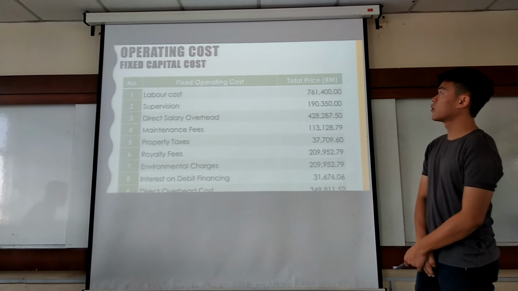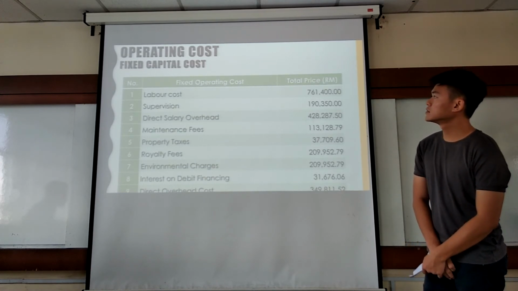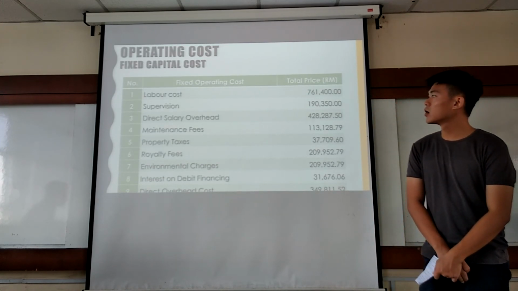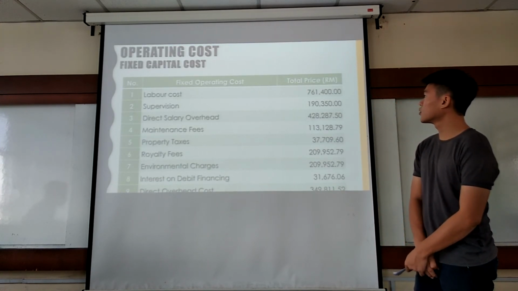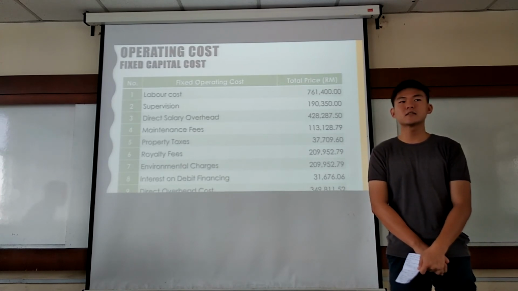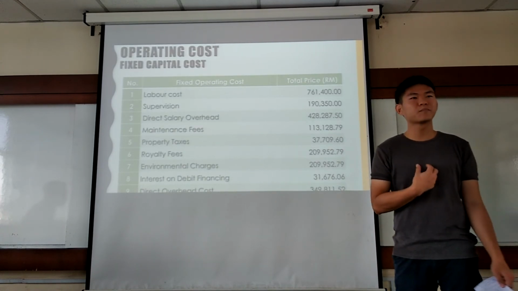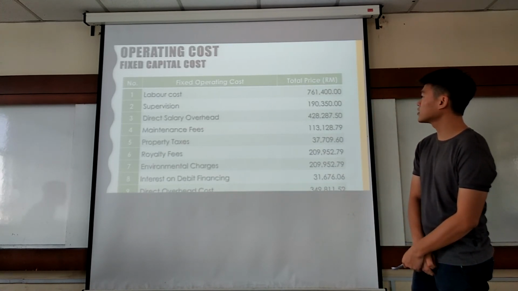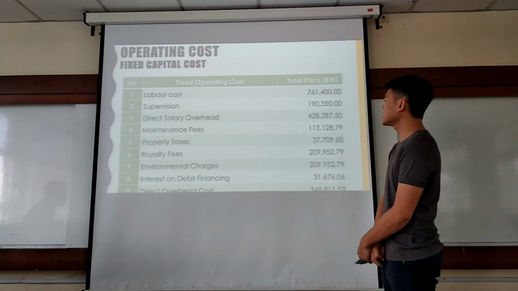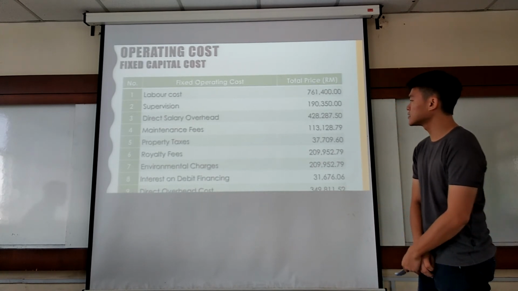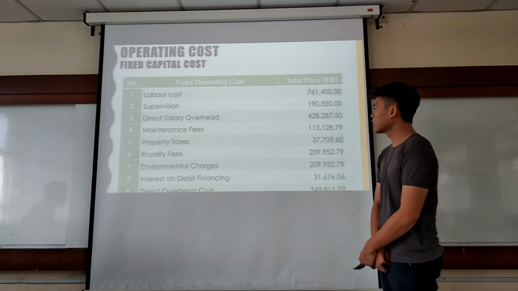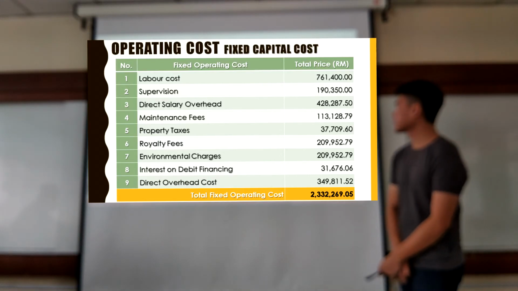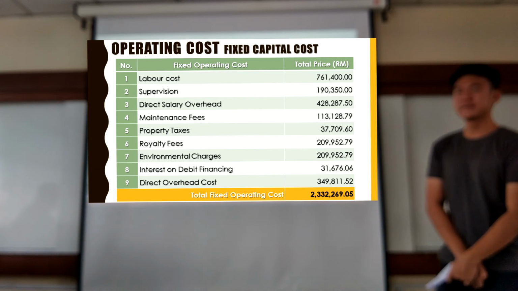Next, for the operating cost, we come to the section of fixed operating cost. We have labor costs, since we need to hire all the engineers, and my position also needs a salary. Then we have supervision costs, direct salary overhead, maintenance fees, property taxes, royalty fees, environmental charges, interest on debt financing, and direct overhead costs. So the total fixed operating cost will be around 2 million.